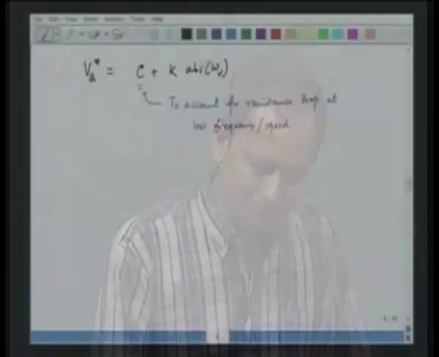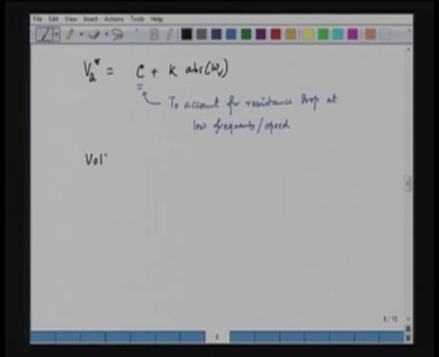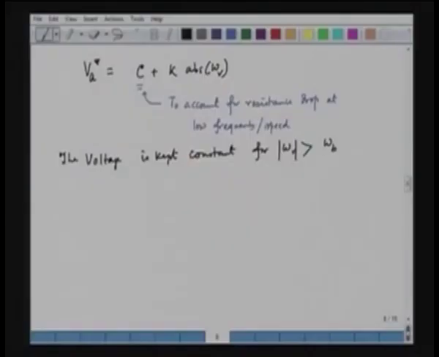So, we can say that the voltage is kept constant for omega r higher than omega b. So, we can say omega r modulus, it can also be a negative speed. For omega r higher than omega b, the voltage is kept constant. So, this is actually the structure here.